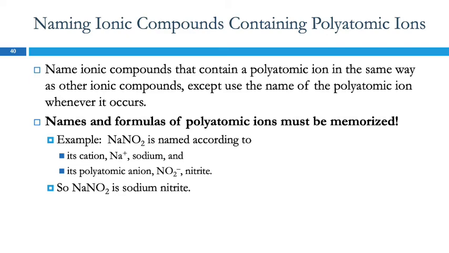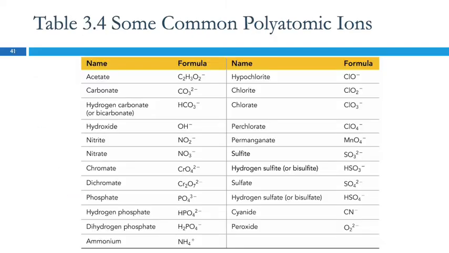Polyatomic ions. These are named the same way, except for the anion name, we're going to use the name of the polyatomic ion. The names and formulas of polyatomic ions must be memorized. I mean, how did we know that sulfur was S? We memorized it, right? And how do we know that oxygen is O? We memorized it. That didn't seem so much like memorizing. Memorizing all those polyatomic ions with their crazy numbers and charges, that seems a little harder. But that's just how you do it. So here are some common polyatomic ions.